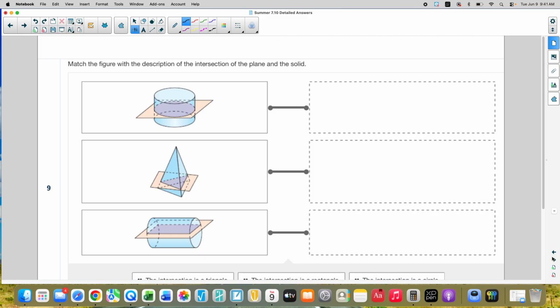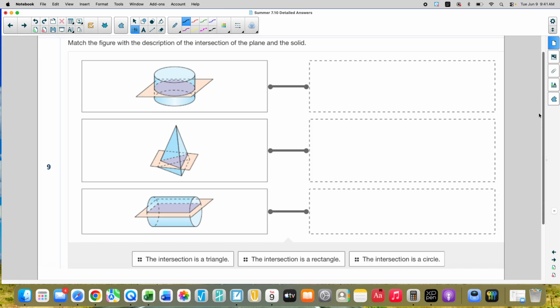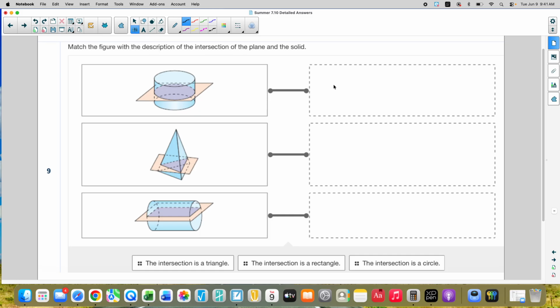Match the figure with the description of the intersection of the plane and the solid. So that's going to give us a circle. Intersection is a circle. That intersection is a triangle. This intersection is a rectangle.